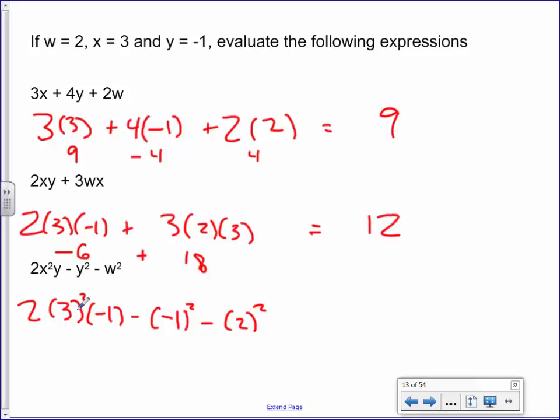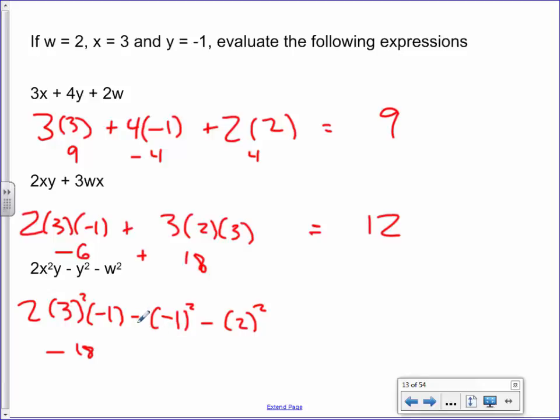Okay, 3 squared, I'll start there. Do exponents first. 3 squared is 9, right? 9 times 2 is 18. With a negative 1, it'll make this a little bit minus 18. Does that work? What's negative 1 squared? Positive 1. Negative 1 times another negative 1 is positive 1.